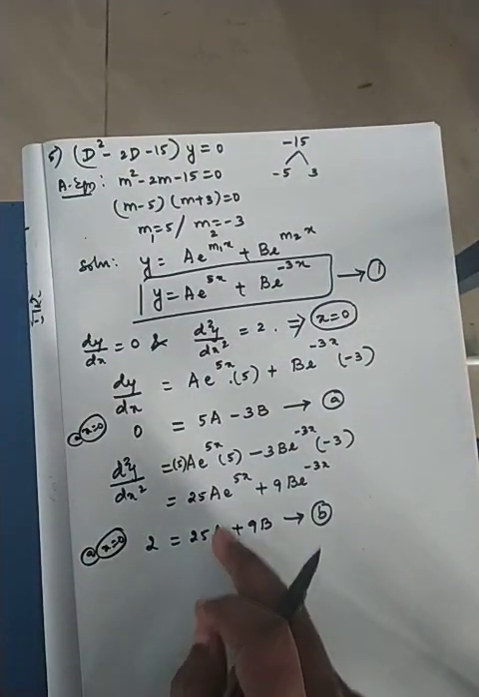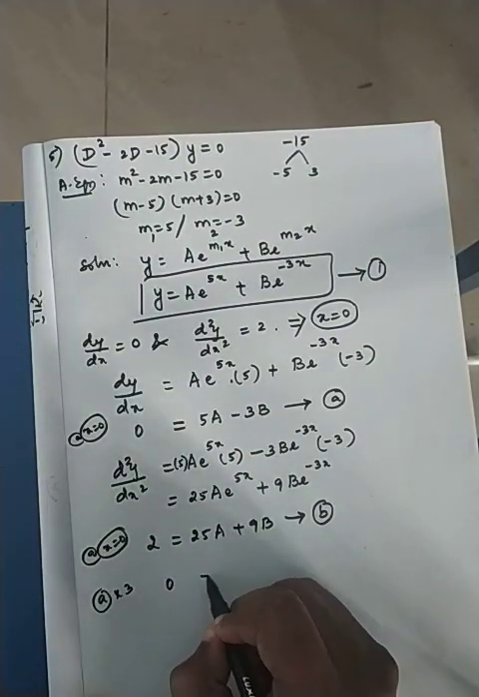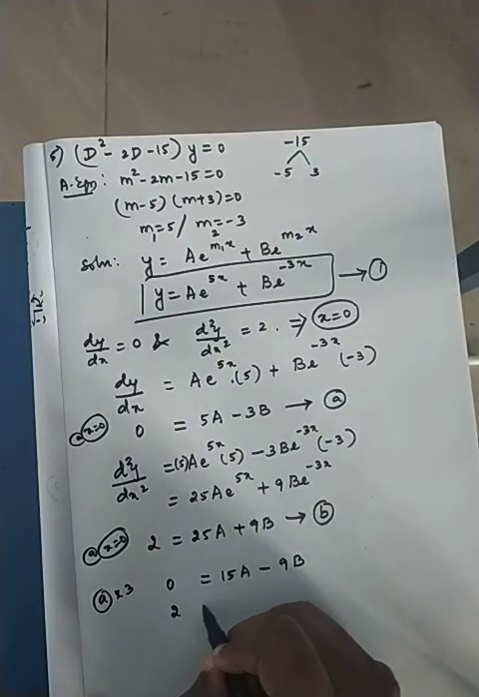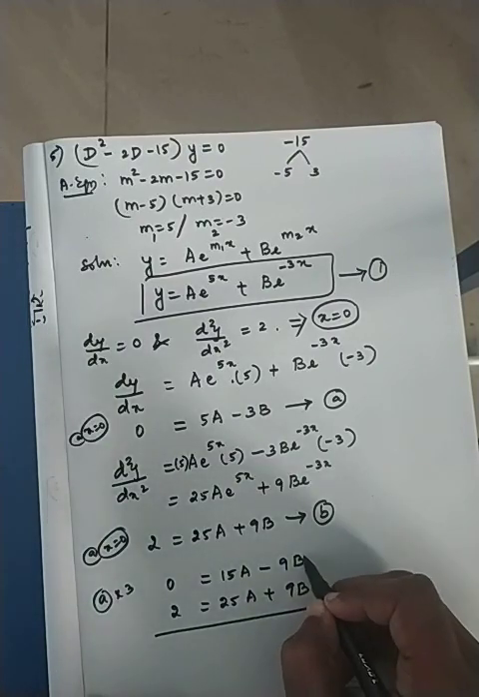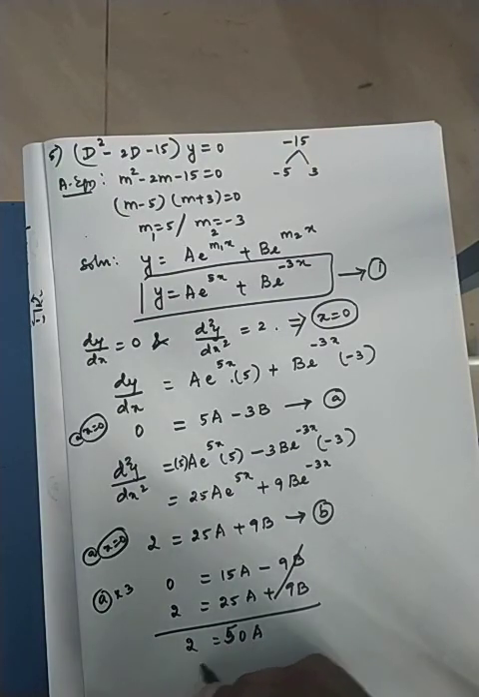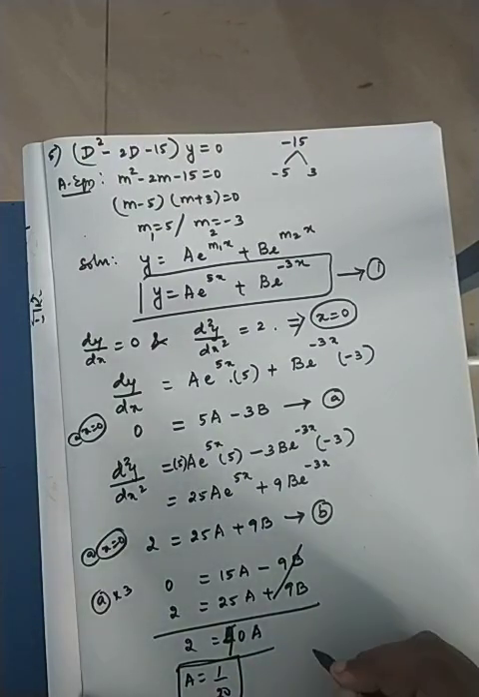How will I solve? I can multiply a by 3. So 0 is equal to 15a minus 9b and this will become 25a plus 9b. Now I can cancel this. So this will become 40a is equal to 2, or a is equal to 1 by 20. A is equal to 1 by 20.